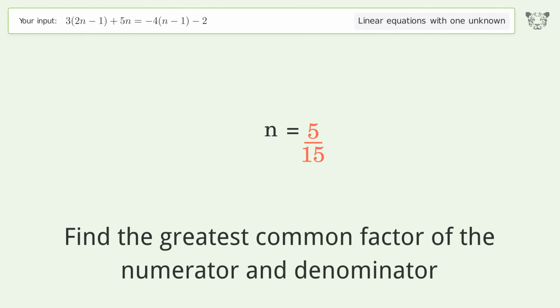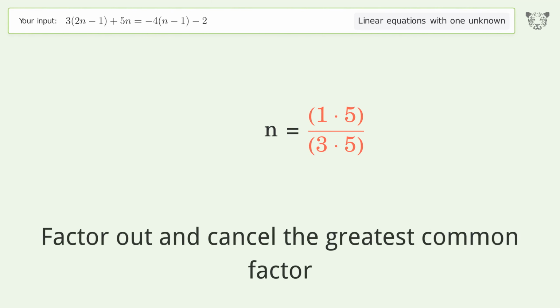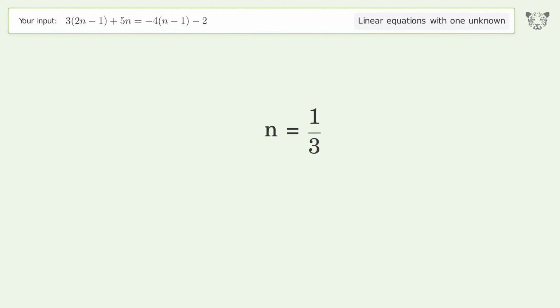Find the greatest common factor of the numerator and denominator. Factor out and cancel the greatest common factor. And so the final result is n equals 1 over 3.